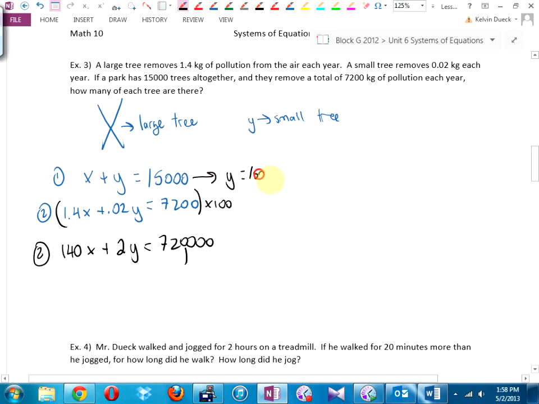I'm going to go 15,000. Take away x, because that looks prettier to me. Negative x plus 15,000, perfectly acceptable. I just know I make more mistakes with negatives than with subtraction signs.